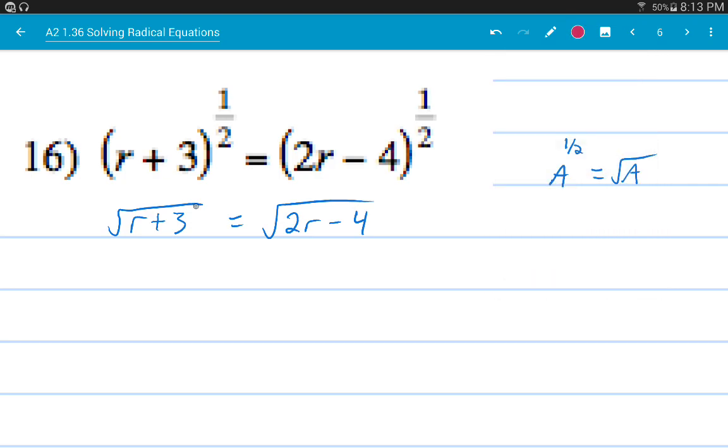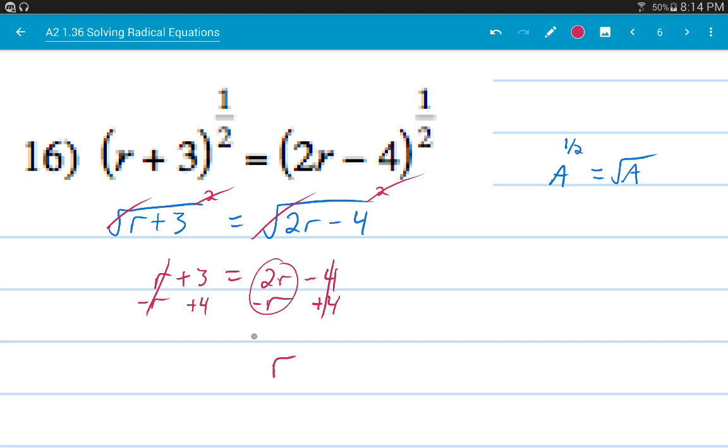Now it's just like the question we just did. Square both sides. Squares and square roots cancel. I get r plus 3 equals 2r minus 4. I'm going to minus r, and I'm also going to plus 4 and plus 4. So I get 2r minus r is r. Put on the equal sign. 3 plus 4 is 7. And so that's my solution, r equals 7.